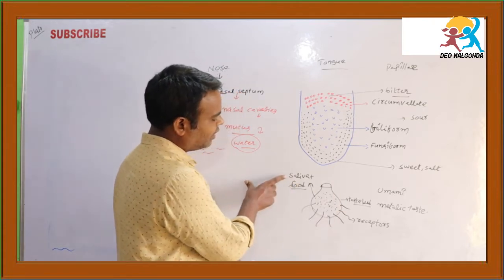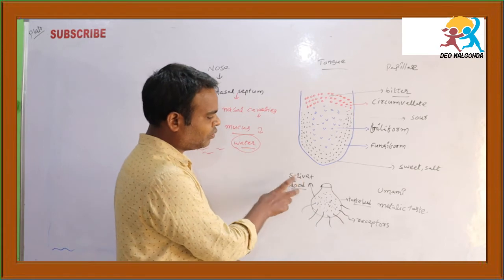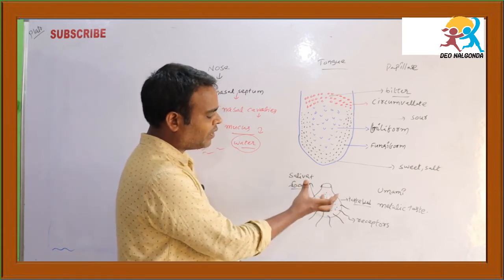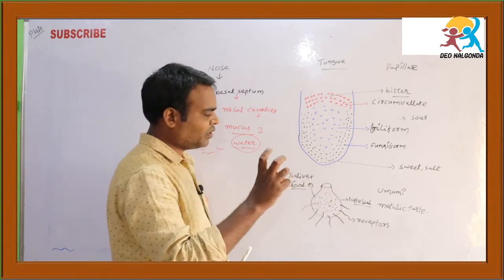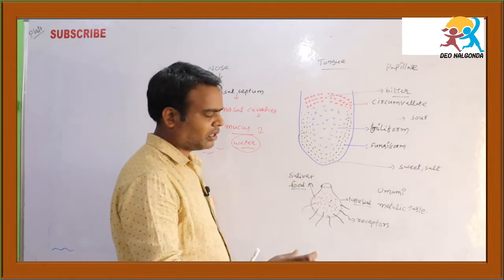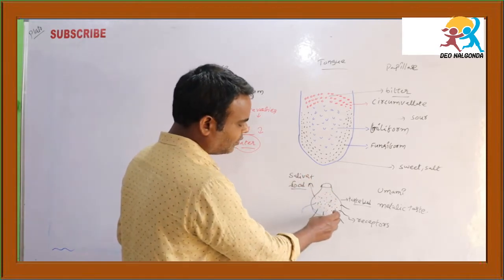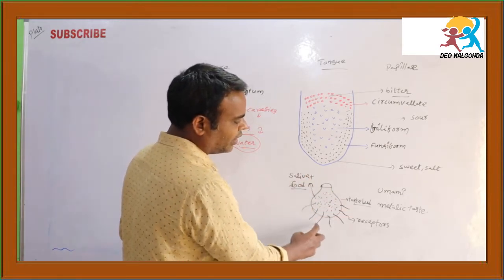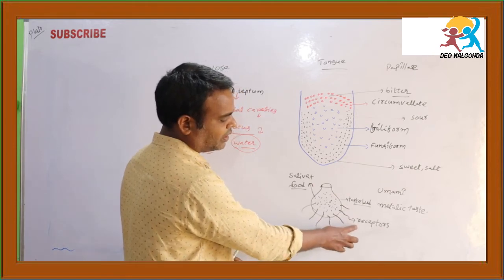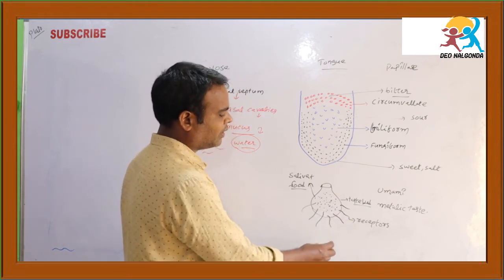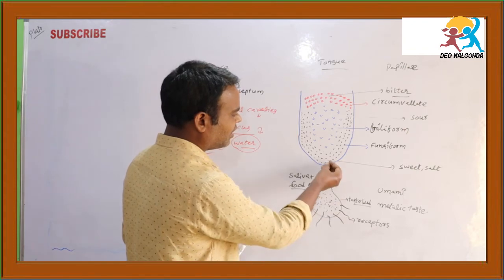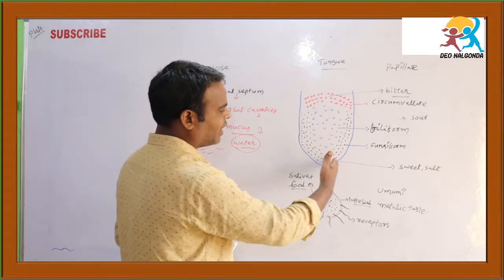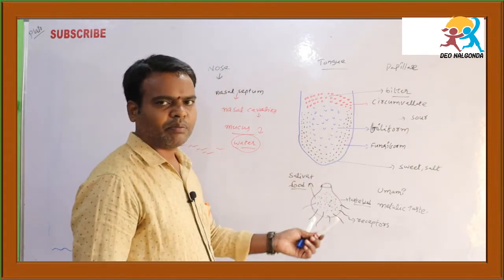So here I have written saliva and food. These two together are mixed and form a juice. This juice has a chemical nature. The nature of the chemical is taken by the receptors. These receptors are taste receptors. So these taste receptors, where are they present? In the tongue. So finally they send the message directly to the brain.